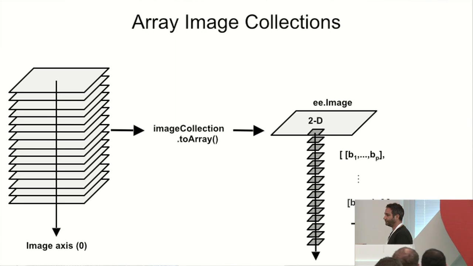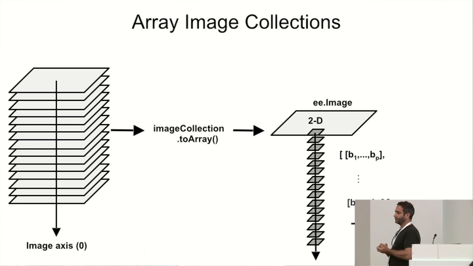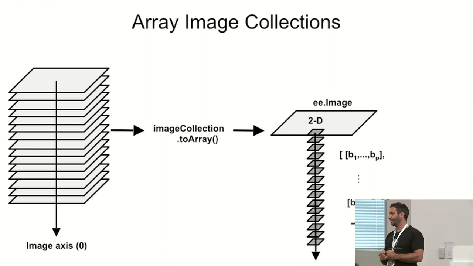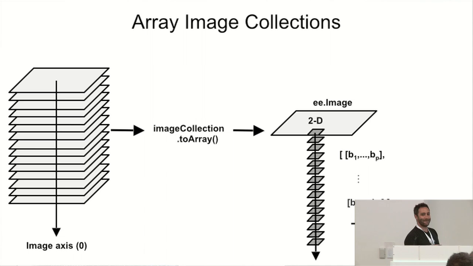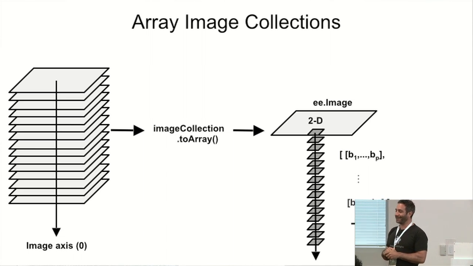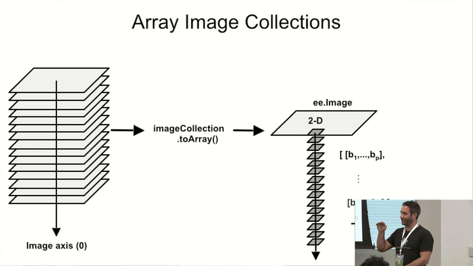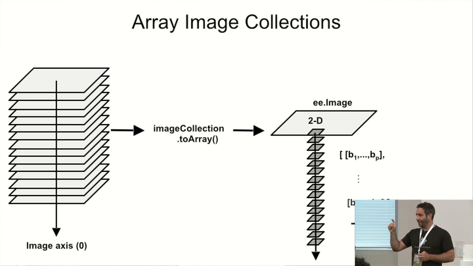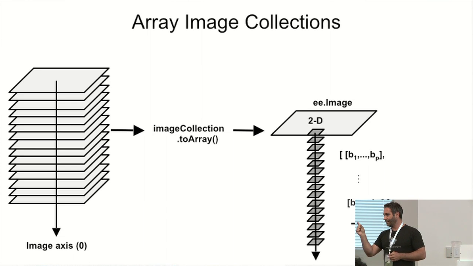Yes? If this had one band in it, would that be a time series image? I'm assuming the collection is a time series. Yes. What you're going to get is one image. Each image stores a 2-dimensional pixel. The length on the 1 axis is going to be 1, I think.